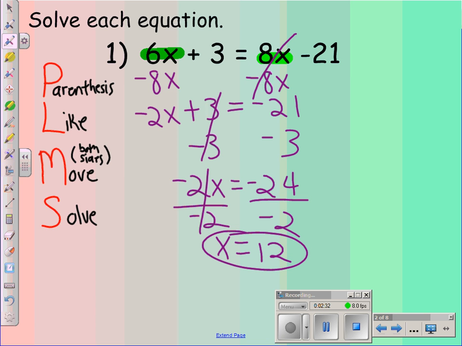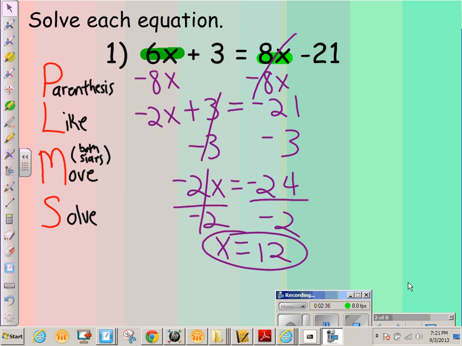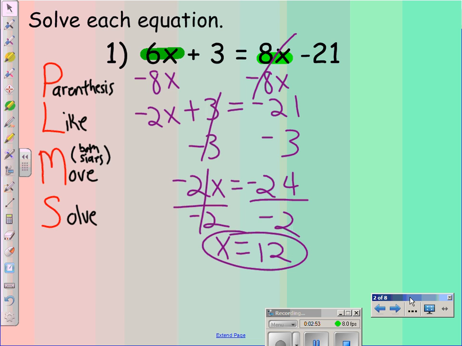Now, what does the 12 mean? The 12 means that if I were to go back and substitute the 12 in the equation, the left side of the equation is equal to the right side with a 12. So you could go back and substitute that in and find out that it does, in fact, satisfy both sides. But that just means that the left is equal to the right.